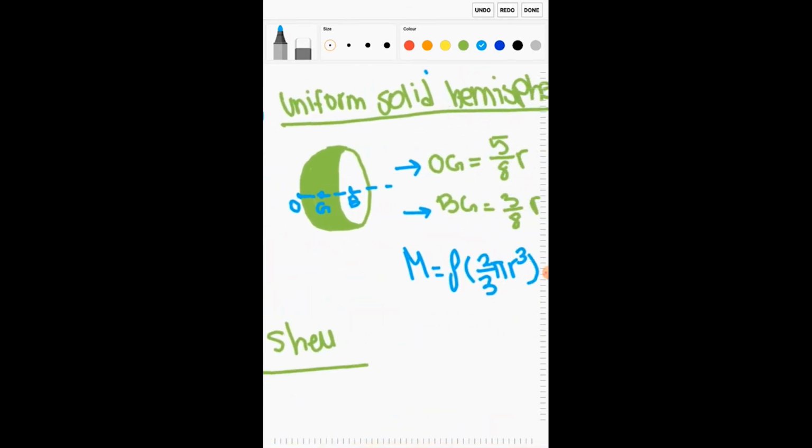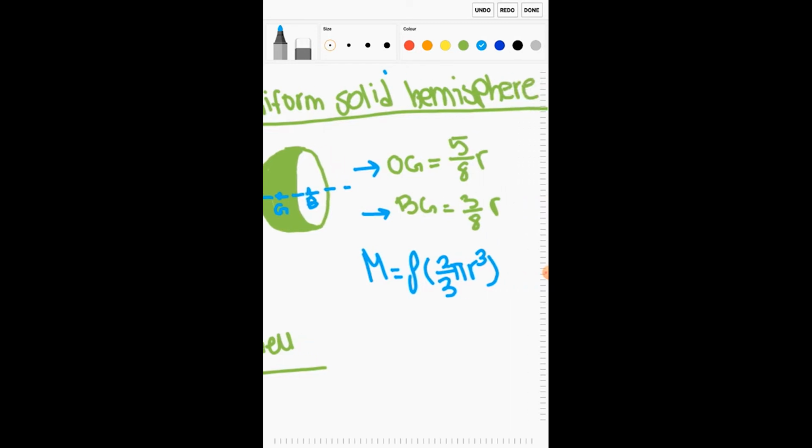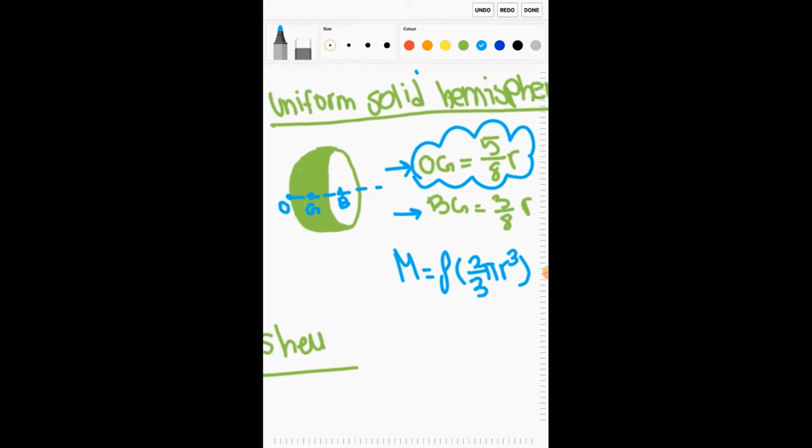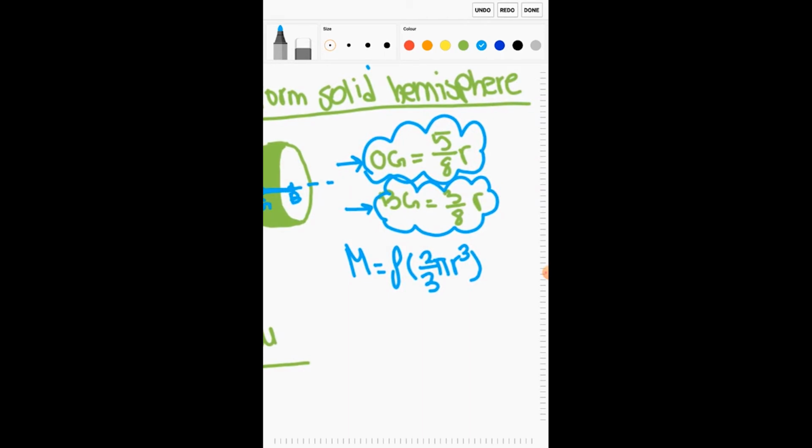Now for the uniform solid hemisphere, same thing. You have two formulas if you're finding it from the top or from the base. If you're finding it from the top, it would be 5 over 8 r, the radius. And if you're finding it from the base, it would be 3 over 8 times the radius, because this whole thing is the radius. If you know one, you know the other: you just do r minus 5 over 8 r, and it would be 3 over 8 r. But you can just memorize whatever you want.